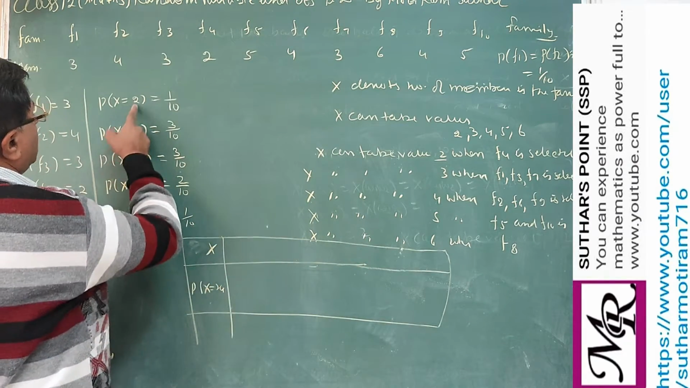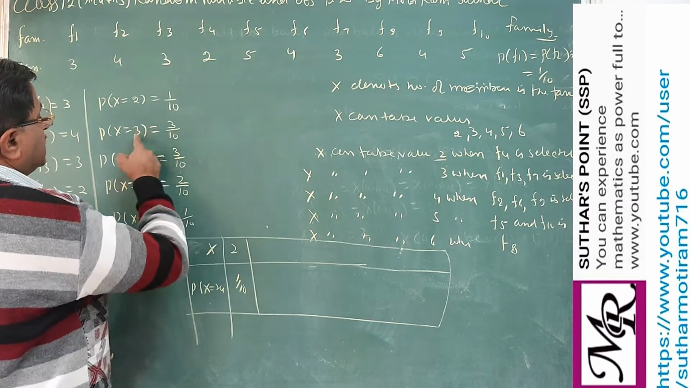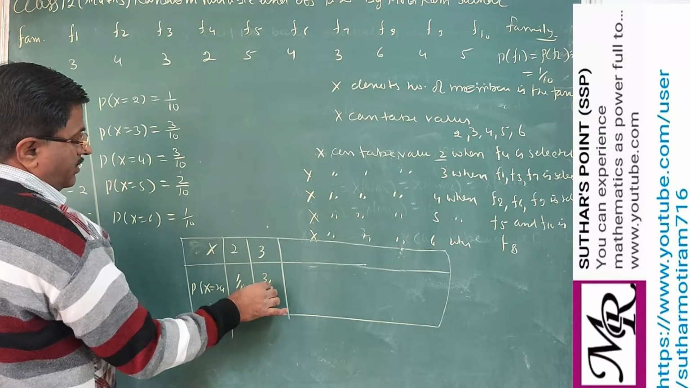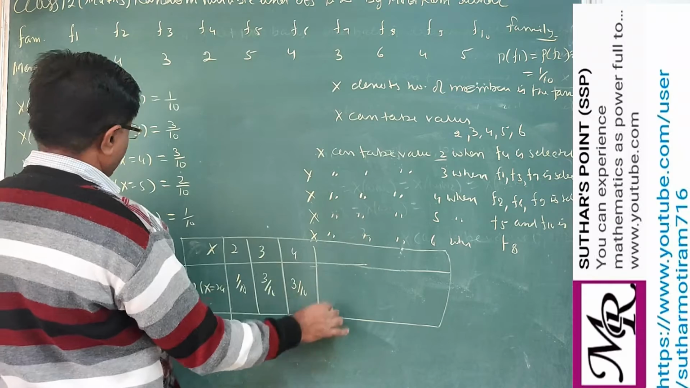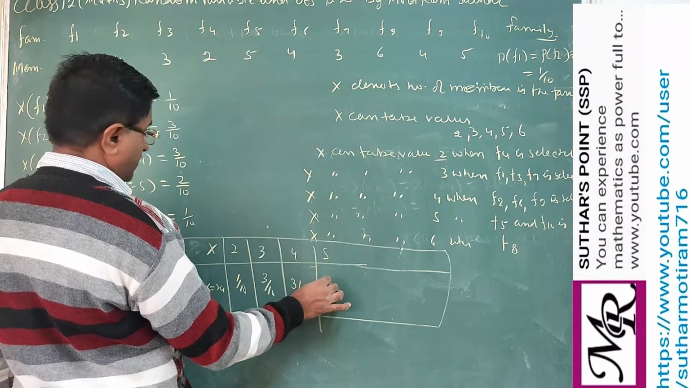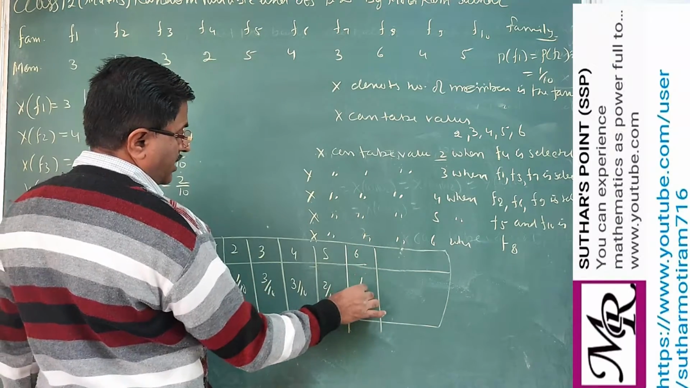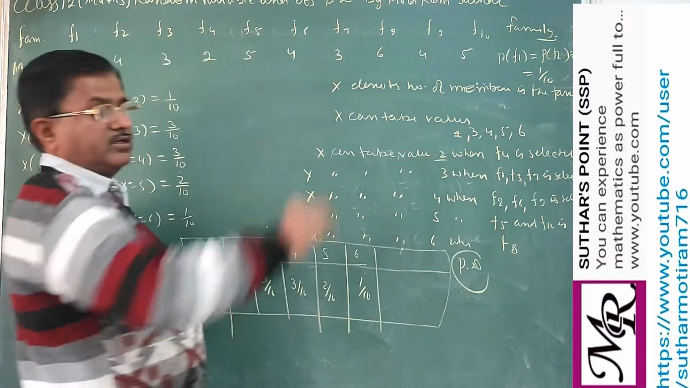So when X equals 2, the corresponding probability is 1 by 10. X equals 3, corresponding probability 3 by 10. X equals 4, 3 by 10. X equals 5, 2 by 10. X equals 6, 1 by 10. So this is known as a probability distribution.